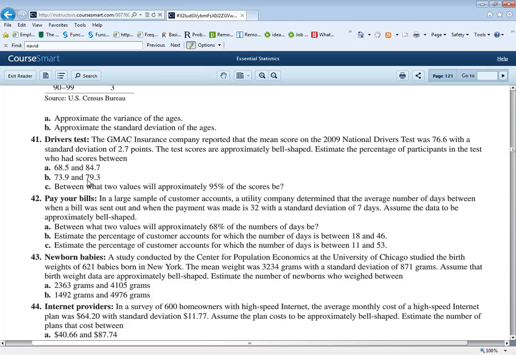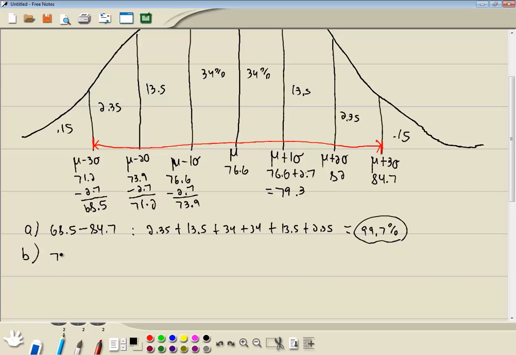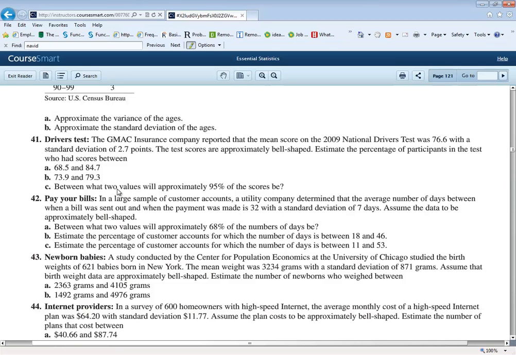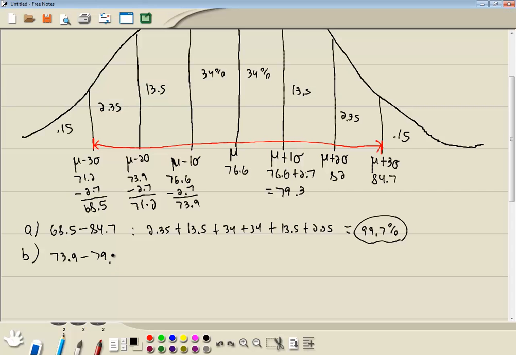Okay, 73.9 to 79.3. I'll do this in blue. 73.9. Where's that at? That's right here. 73.9. 79.3 is right here. They want to know what percentage fall in that range. So I'm going to add together the percentages in those two bars. So we'll have 34 plus 34, which gives us 68%.